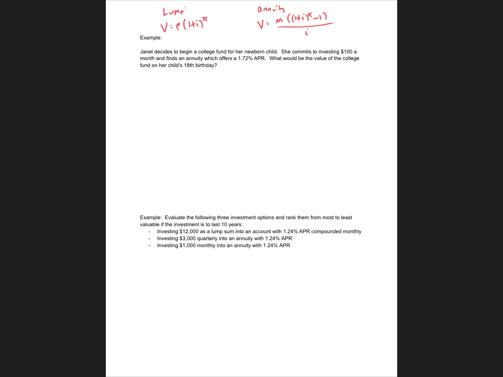All right, so let's look at the problems on the back of those notes. And I've written the formulas for lump sum investment and annuity at the top of the page. We have them for easy reference. So the first problem, Janet's decided to build a college fund for her child.